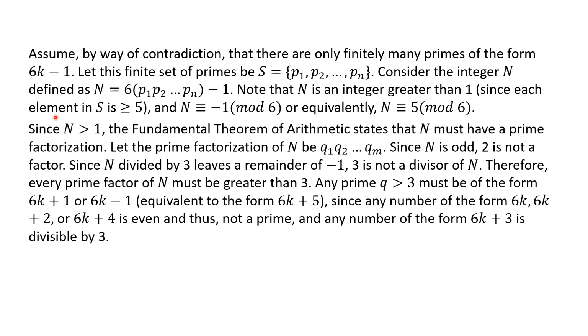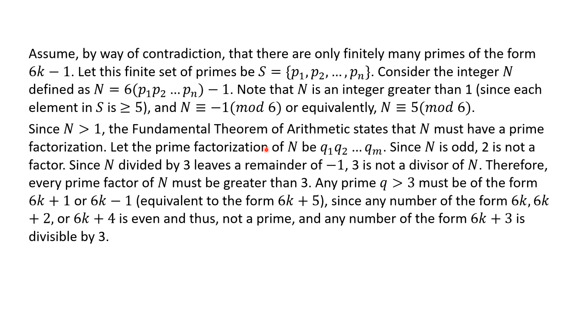Since each of the elements in S is greater than or equal to 5, that's because of this condition here. If you put in k equals 1, you get 5, and that's the first prime that would be in this set here. And N, from this equation here, is congruent to minus 1 mod 6, or equivalently, N is congruent to 5 mod 6. Since N is greater than 1, the fundamental theorem of arithmetic states that N must have a prime factorization.